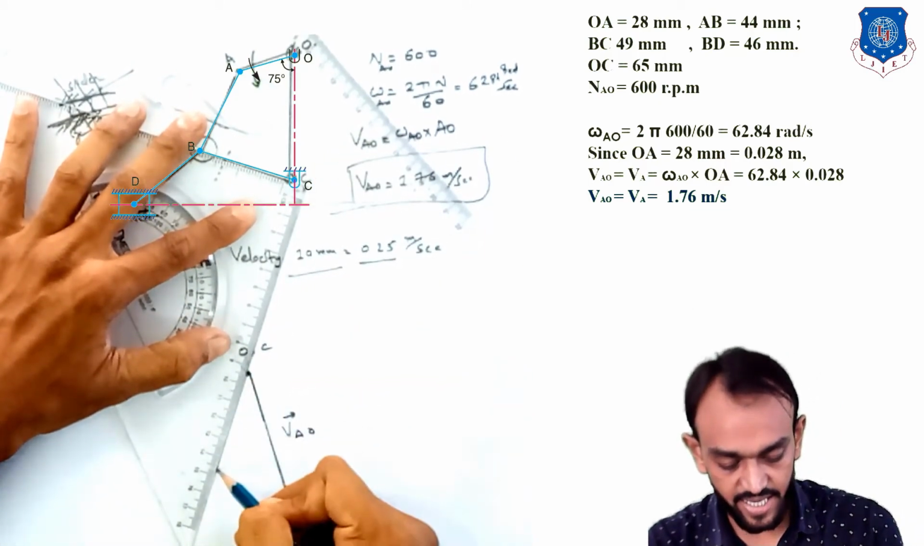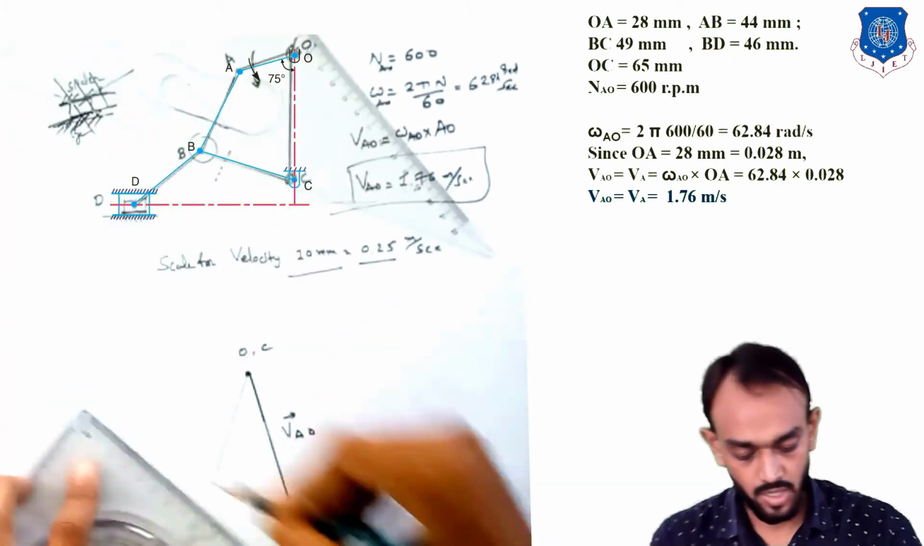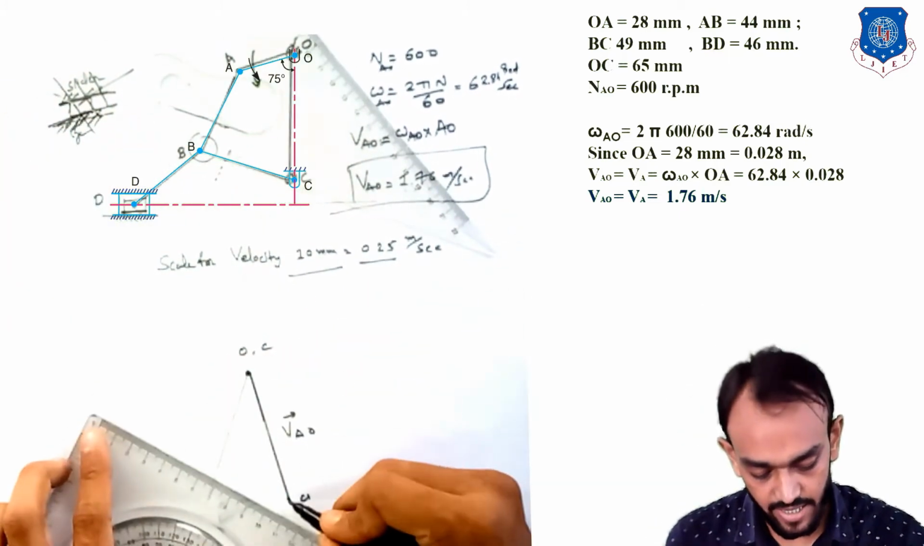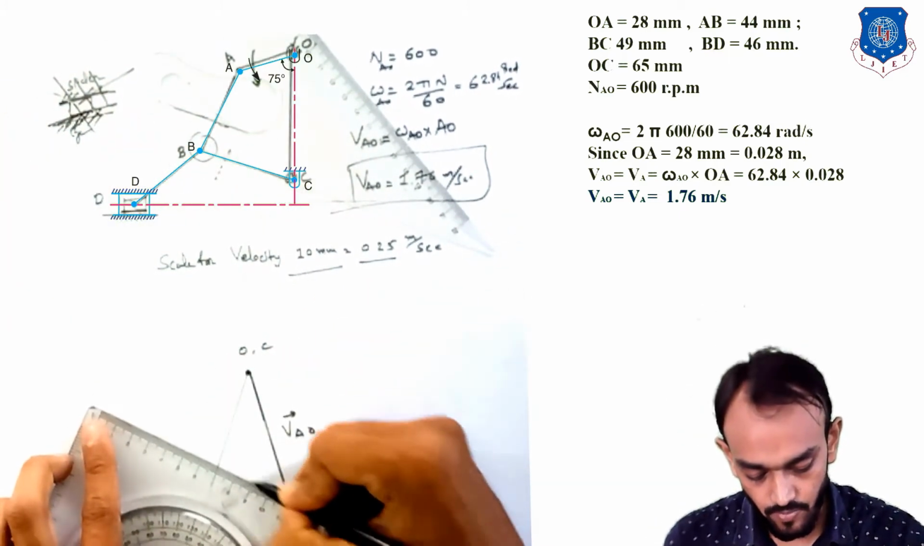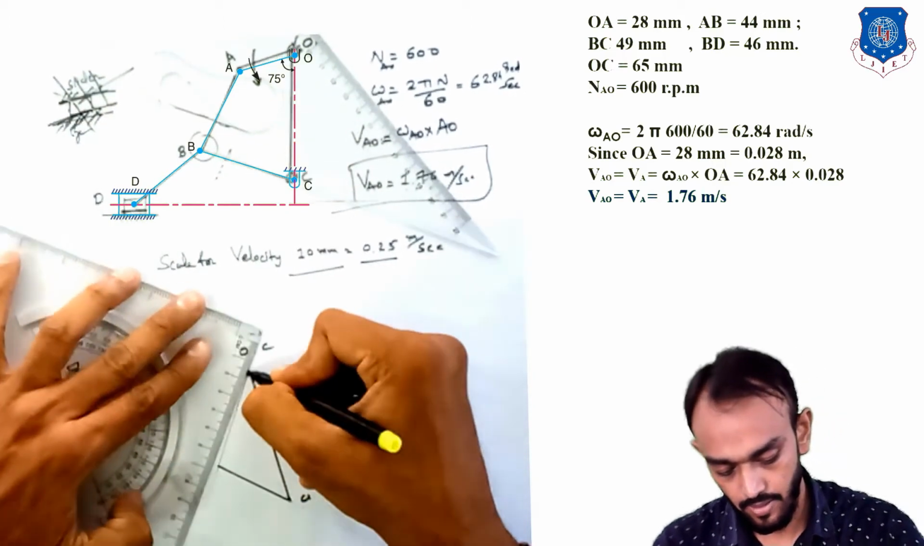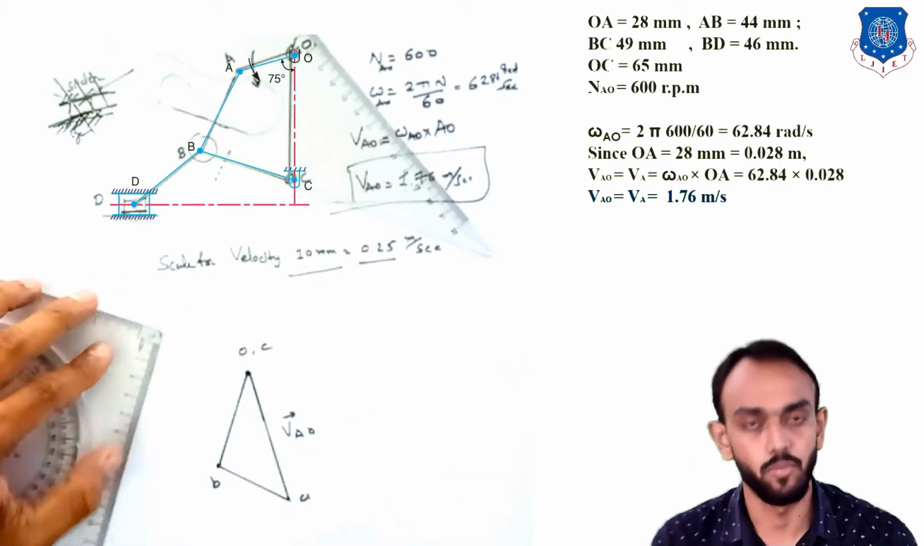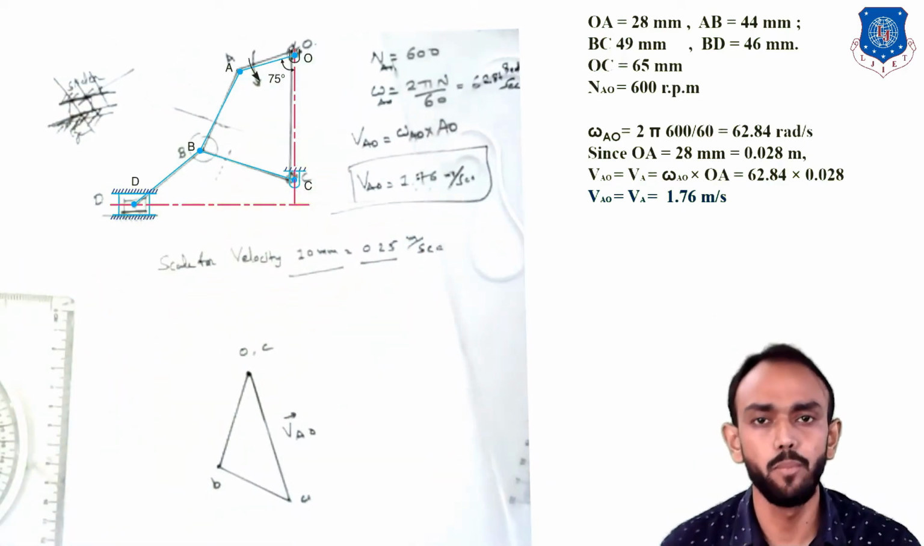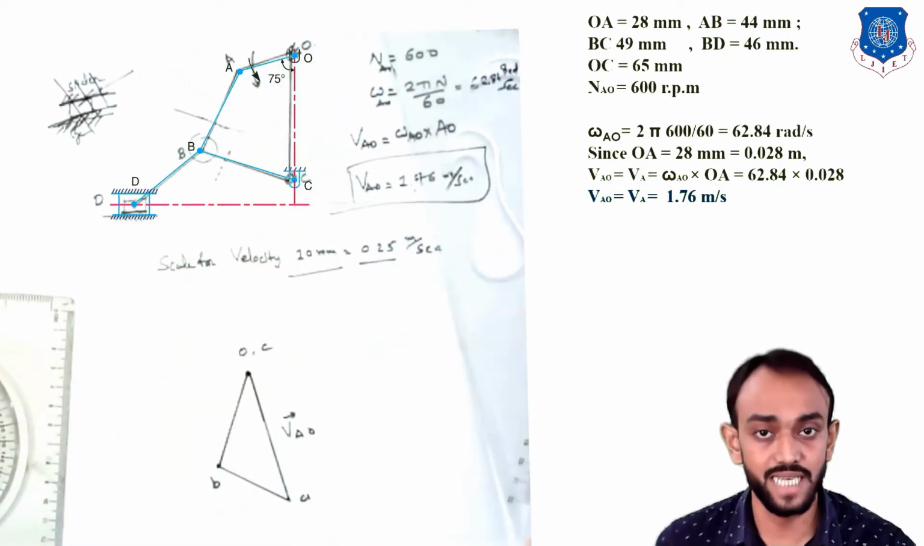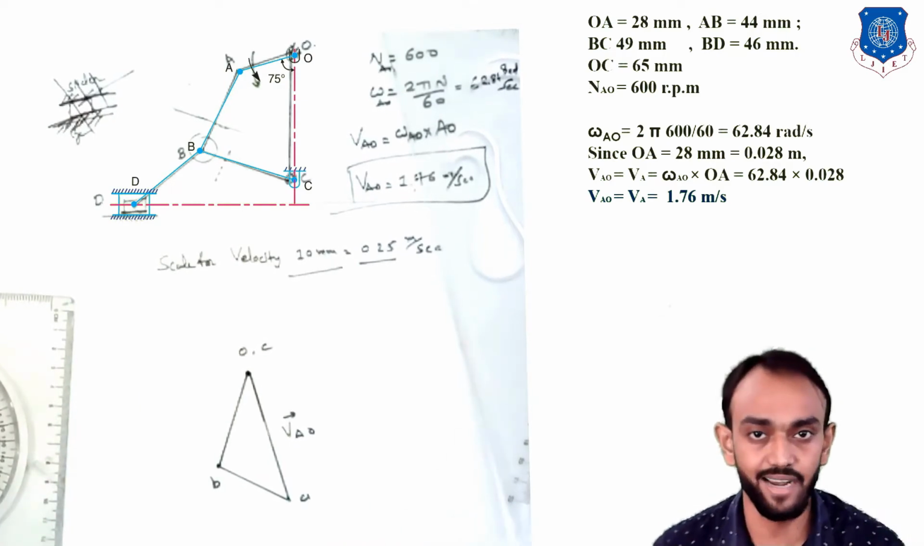And the intersecting point of these two lines will give me this B point. Now, a very important point, because for the first time we are going to locate the slider here.